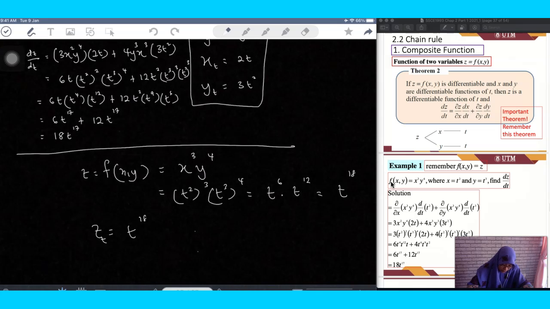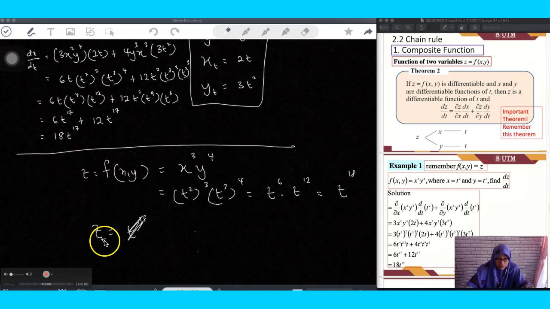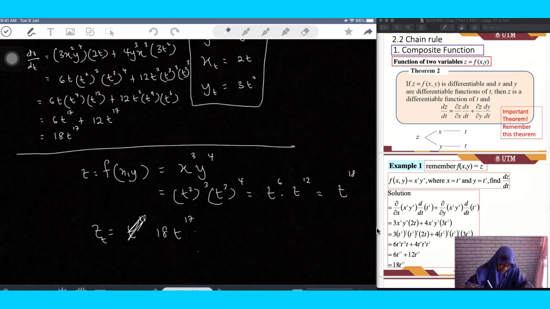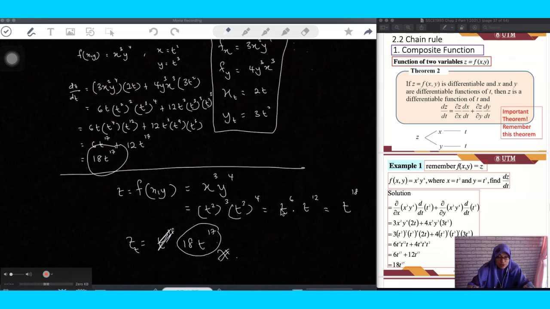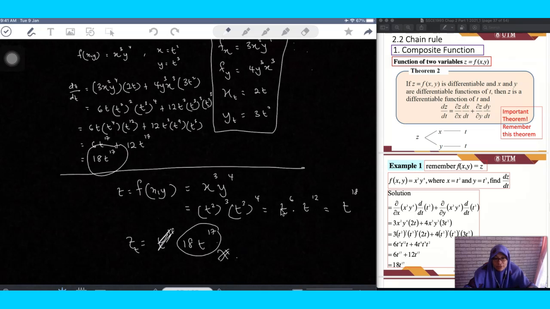So if you want to differentiate z, but in terms of t, then you want to differentiate z with respect to t, so you just directly differentiate. So you have 18t to the power of 17, and the answer will be the same. And this one is simpler, right? But in this case, you have to understand the objective is that you want to learn about the more complicated chain rule. So now you want to use the chain rule to solve your problem.